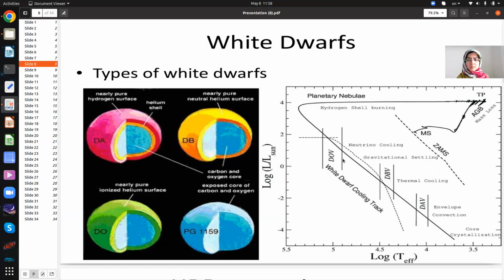DBV has a nearly neutral helium shell, and DAV is the coolest kind. It has a nearly pure hydrogen shell, and it has a helium shell. Also PG 1159 is a white dwarf, a progenitor and prototype, and it has a core of carbon and oxygen.